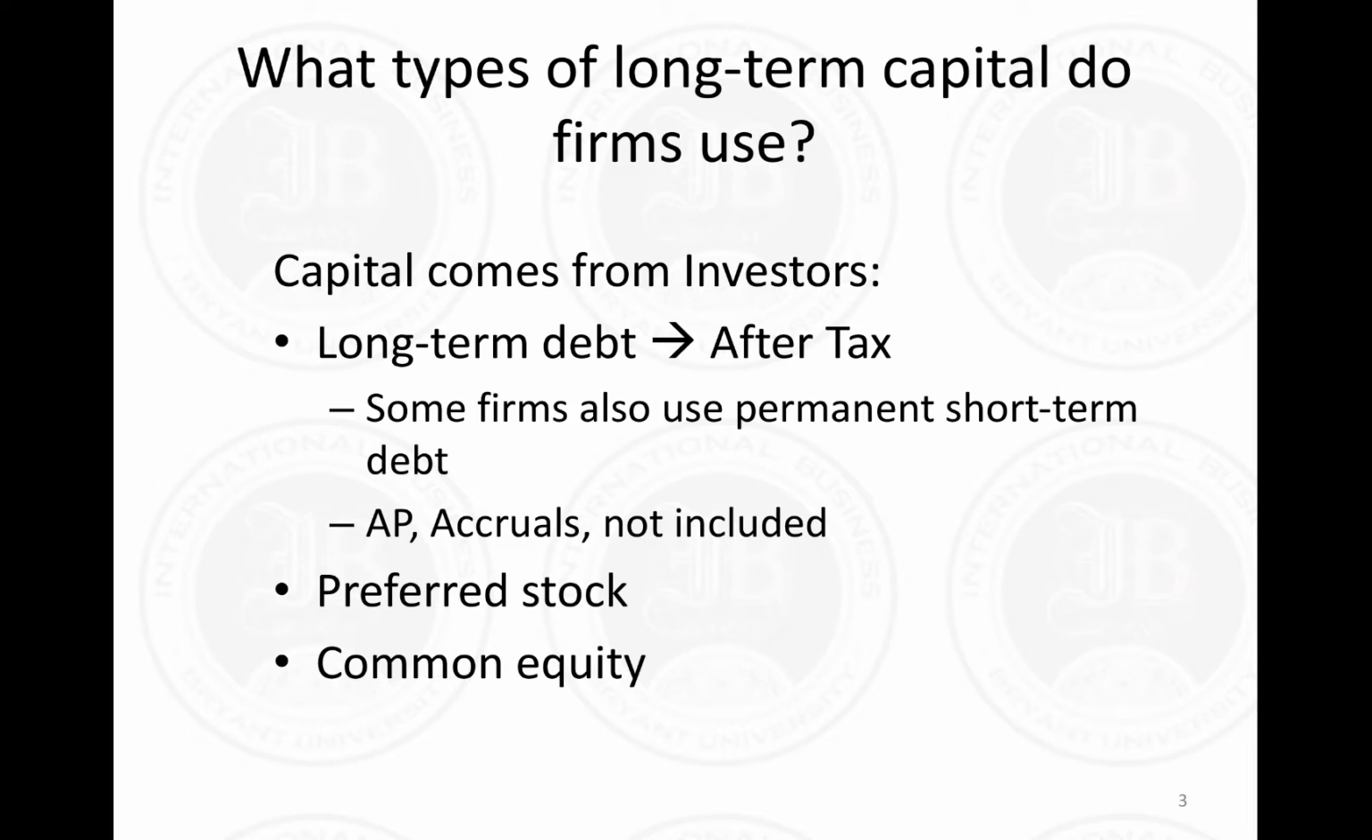What types of capital do firms use? First of all, let's make sure that we understand that capital comes from investors. So we're talking about long-term debt, we're talking about after-tax debt, and in case there's any permanent short-term debt, but this is not something that we need to worry too much about at this point. But what I want you to know is that accounts payable and accruals are not included. The other source of capital would be preferred stock, which is some kind of a hybrid, and also common equity.